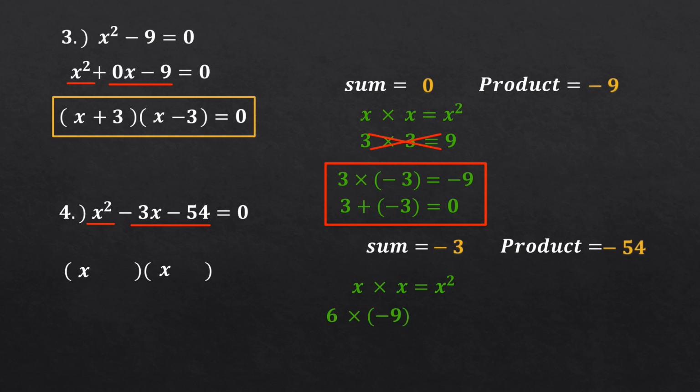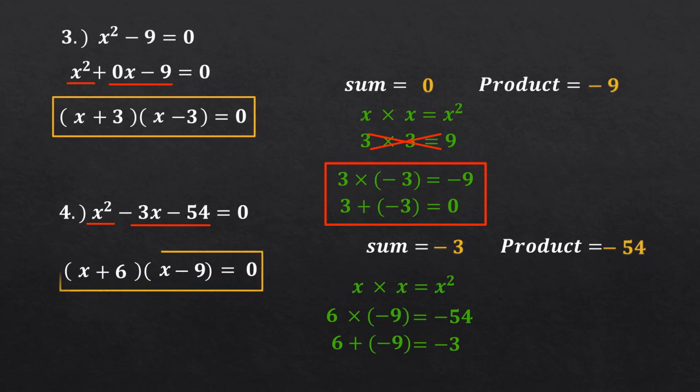Let us try two numbers. When we multiply, the product is negative 54. And when we add, the sum is negative 3. The two numbers are positive 6 and negative 9. Let us check. When we multiply positive 6 times negative 9, the product is negative 54. And when we add positive 6 plus negative 9, it is equal to negative 3. Then, positive 6 and negative 9 satisfy the sum and product of the two numbers. So, the missing numbers are positive 6 and negative 9. Therefore, the factor is x plus 6 times x minus 9 is equal to 0. This is how to find the factors of a quadratic equation.